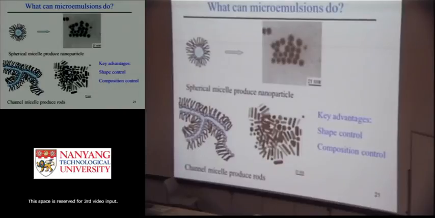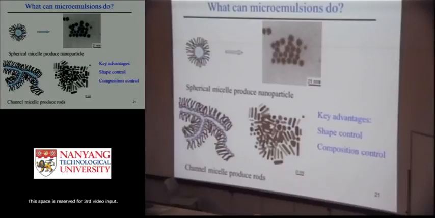Just now I also mentioned, it's not just size control. We can also do so-called shape control. The way to control the shape is by controlling the shape of the droplet, how the micelle forms, the shape of the droplet. If it's a spherical droplet, you turn out to make, let's say, spherical nanoparticles.